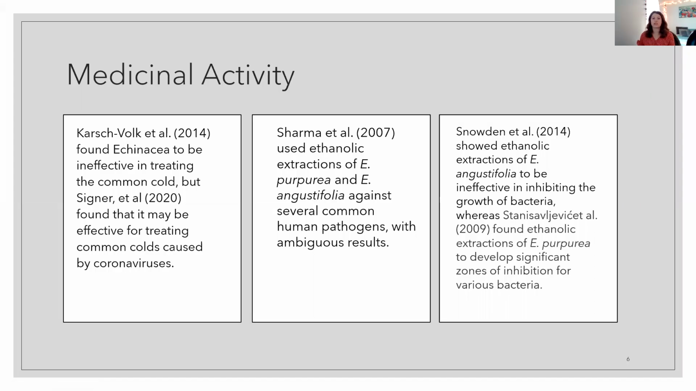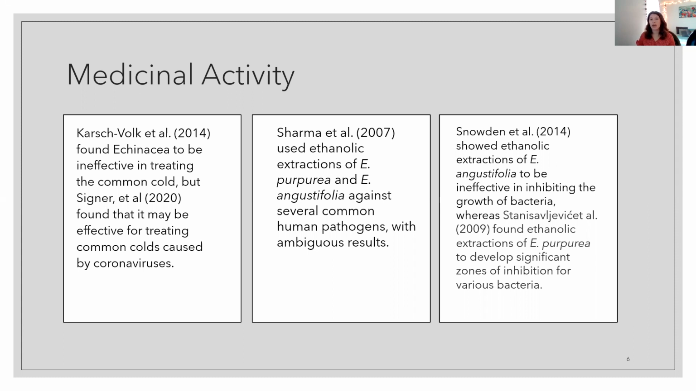So what we see in the literature is that there are many studies showing that there's absolute inhibition of bacterial growth, there's no inhibition, there's ambiguous results, there's support for helping with colds, helping with immune support. And so here we have a few examples. In the first box, you can see some studies in which Echinacea was found to be ineffective in treating the common cold. But contrasting that, there was a study in which it was effective for treating a common cold caused by coronaviruses.